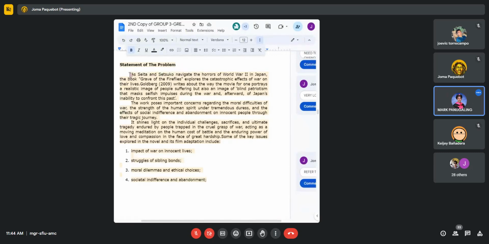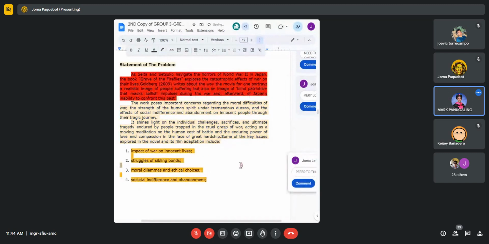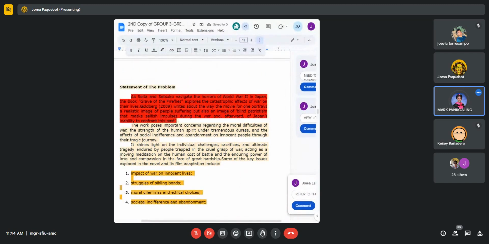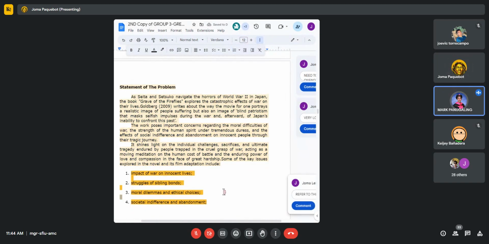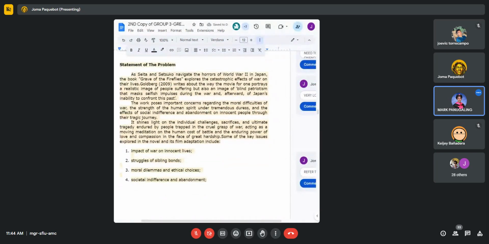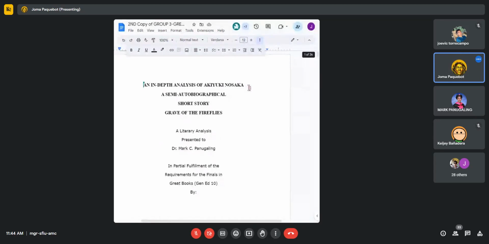And tell us about what's your title again? I cannot anymore have it one by one. An in-depth analysis of the semi-autobiographical short story of Akiyuki Nosaka, Grave of the Fireflies. So that must be put there. Can you copy that?